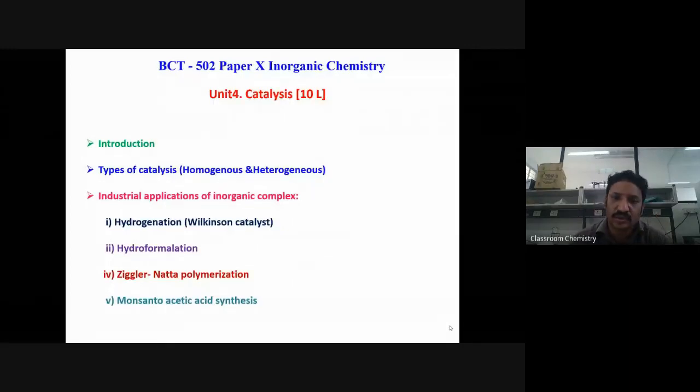So in this catalysis, today we will focus on these different catalysis: hydrogenation, which is carried out by Wilkinson catalyst, hydroformylation, Ziegler-Natta polymerization, and Monsanto acetic acid synthesis. These four points are most important related to this unit. Okay, all of you understand it?